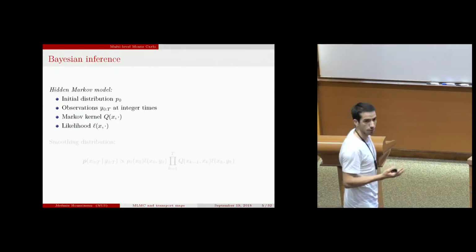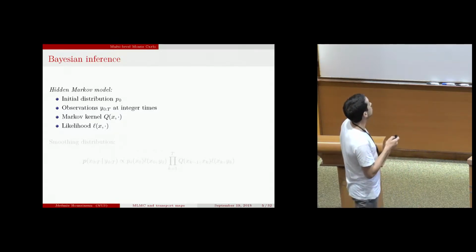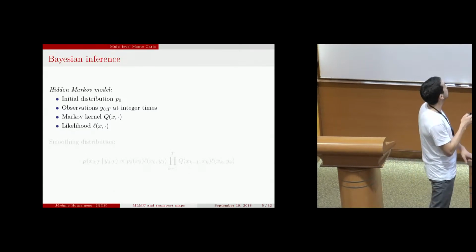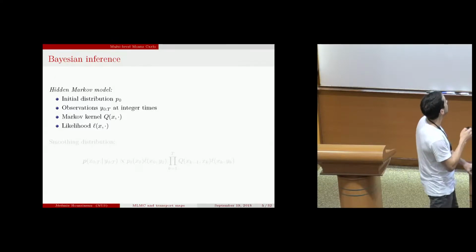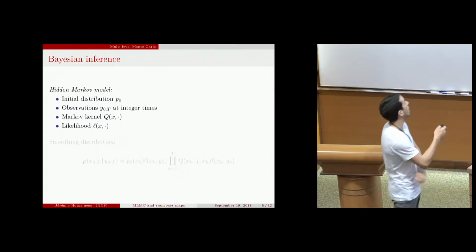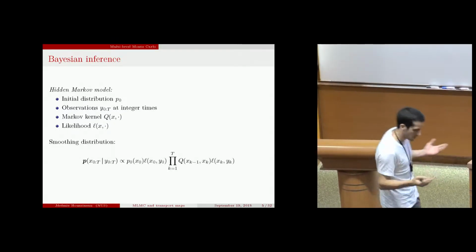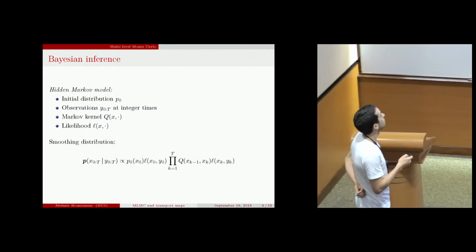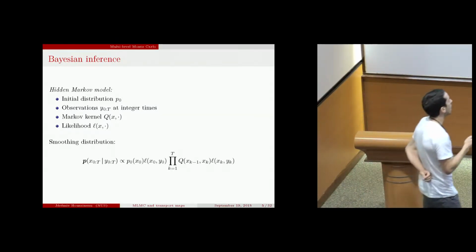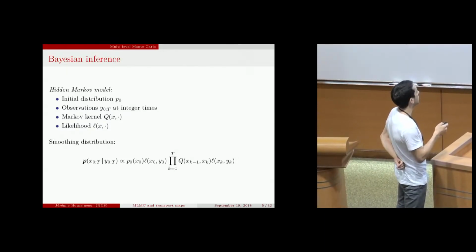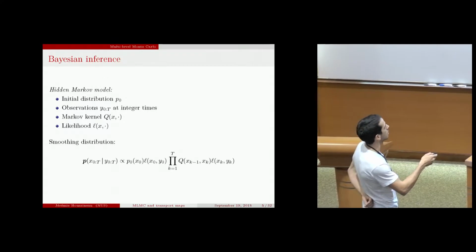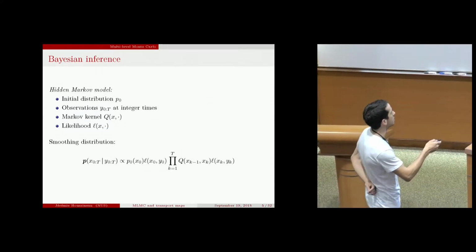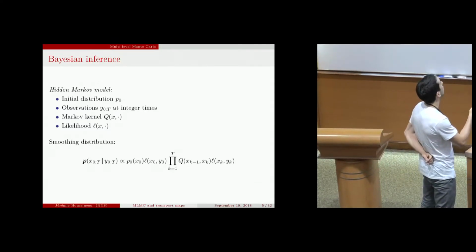So we look at the basic Bayesian inference problem. We have some initial distribution, P0. We receive observations at integer times, all the way from 0 to capital T. To describe the state process that's behind and the generation of those observations, we have a Markov kernel Q and a likelihood. This is very basic, but we can write the whole smoothing distribution in this form. Well, this is the basic stuff with proportionality, of course. In this notation, y_k is the observation when the state is x_k, and this is the transition, the usual notations.